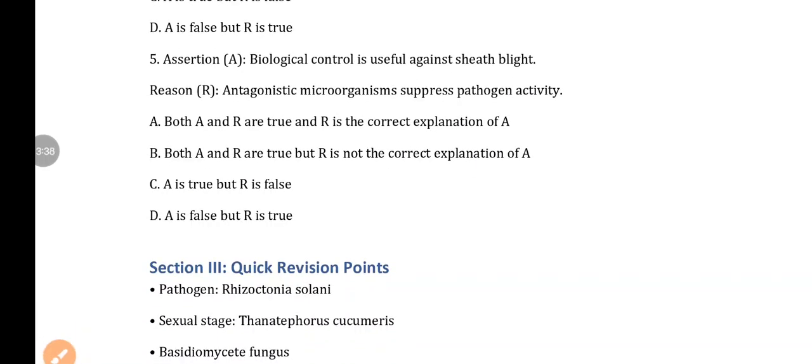Next, question number 5, assertion: biological control is useful against seed blight. Option C, reason: antagonist microorganisms suppress pathogen activity. Yeah, both are correct.